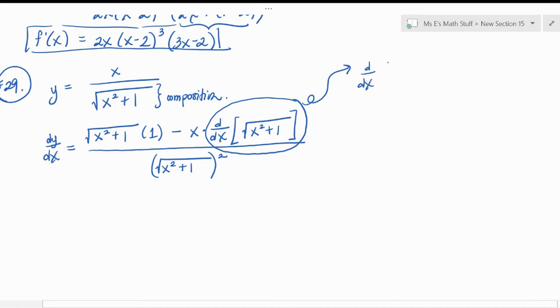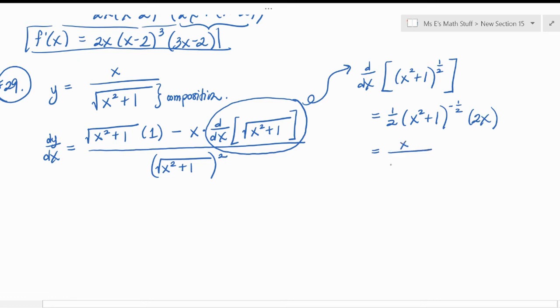So d dx of, first let's think of it as x squared plus 1 to the 1/2 power. And then let's go ahead and use the chain rule on that. So this derivative would be 1/2 times x squared plus 1 to the negative 1/2 for the derivative of the outside, and then times 2x for the derivative of the inside. I'm going to go ahead and simplify this now. So the 1/2 and the 2 multiply and make 1, and then I'd have x as the numerator and then the square root of x squared plus 1 because of that negative 1/2 power.